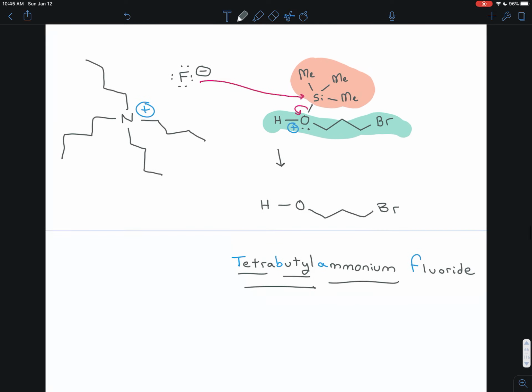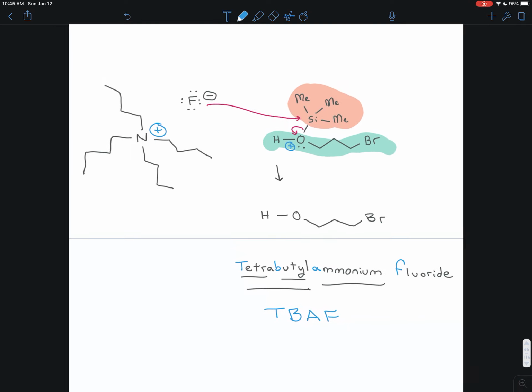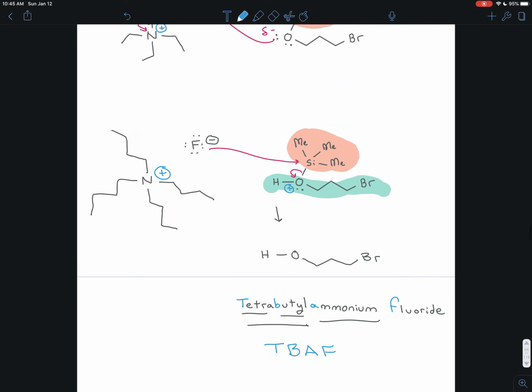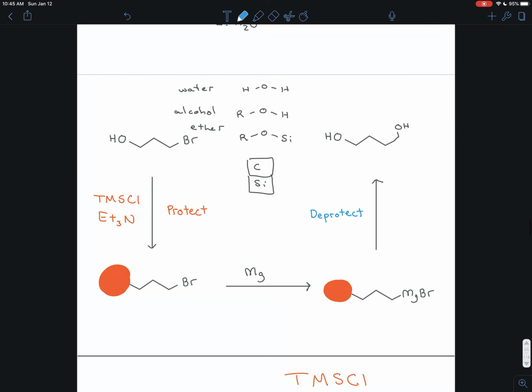So to deprotect something, we're going to add this source of fluoride ions, tetrabutyl ammonium fluoride, and that's a mouthful, so there's an abbreviation for that too. T for tetra, B for butyl, A for ammonium, and F for fluoride, so TBAF. TBAF will deprotect the group. It'll take the TMS off of the molecule. And so what we're going to do when we deprotect this is we're going to use TBAF.